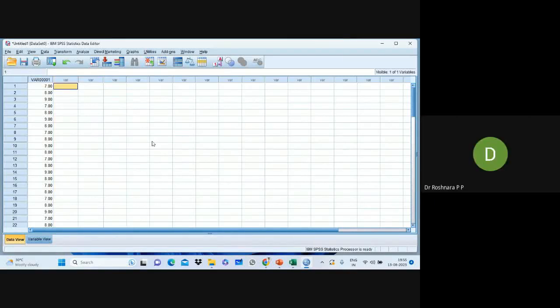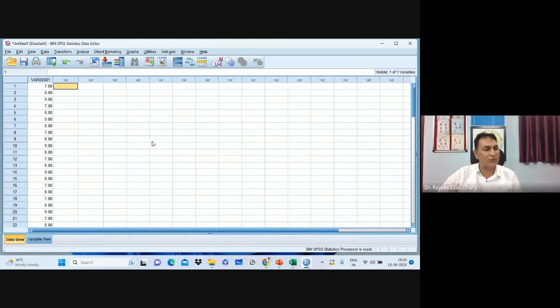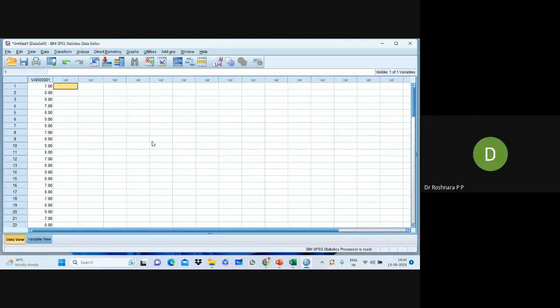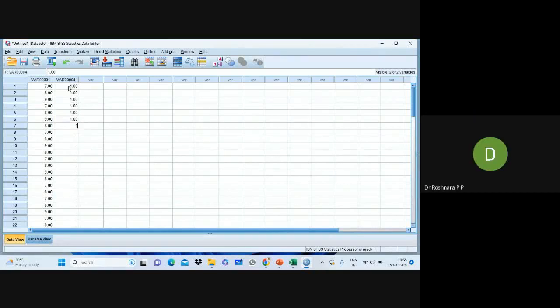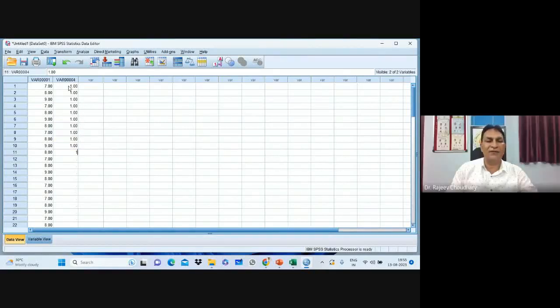Yes, sir. The first 20 scores belong to the arts group, next commerce, next science. In the same way as the independent t-test we discussed yesterday, we have to give a value for each group. Suppose I give the value 1. 1 stands for the arts group, so enter the value 1 in front of the first 20 scores, since the first 20 scores belong to the arts group.